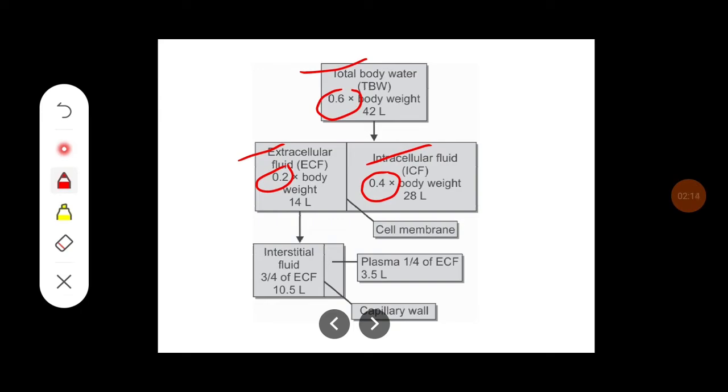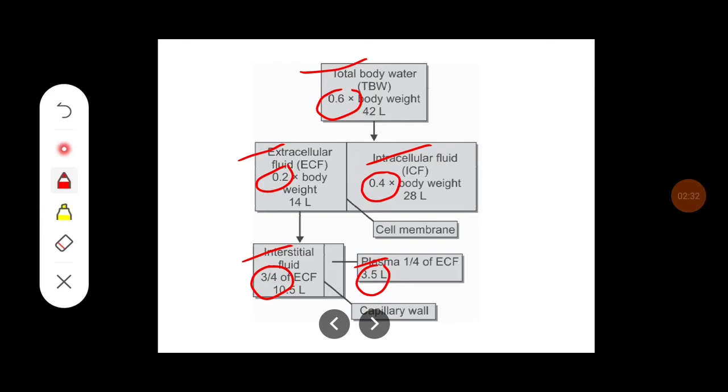And the extracellular fluid can again be divided into interstitial fluid and the plasma. So amongst 20%, the 3/4, that is 75%, is interstitial fluid and 25% is plasma.